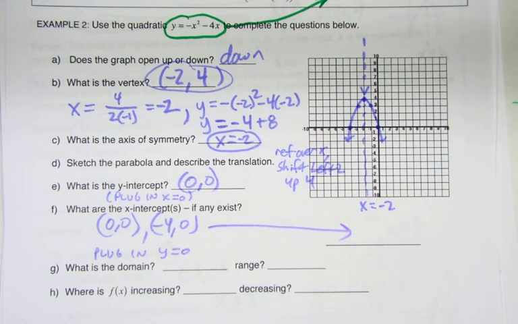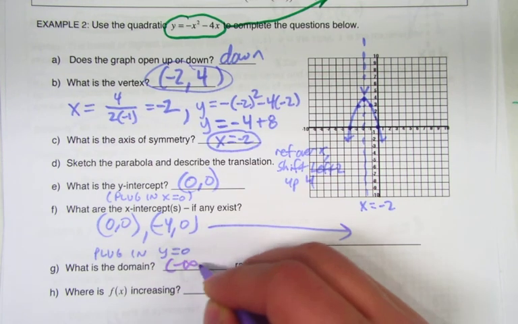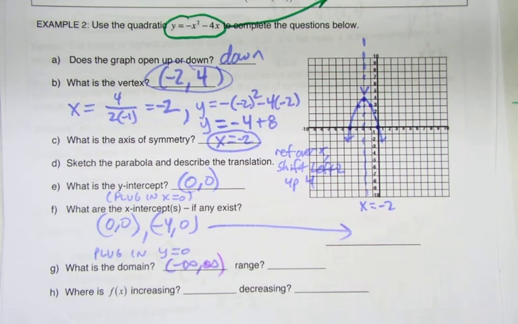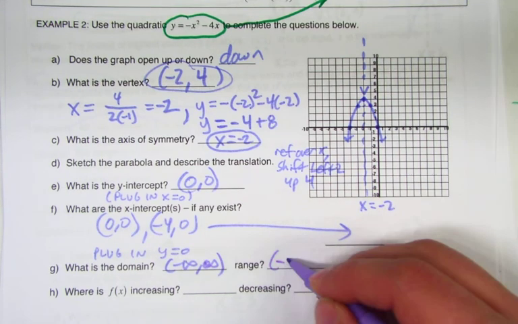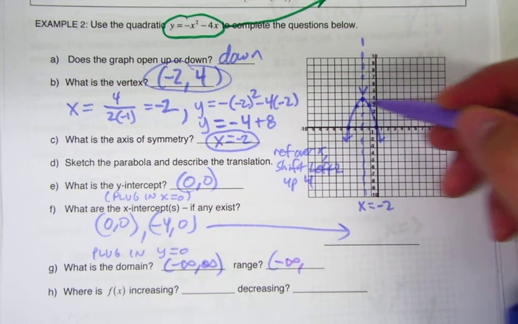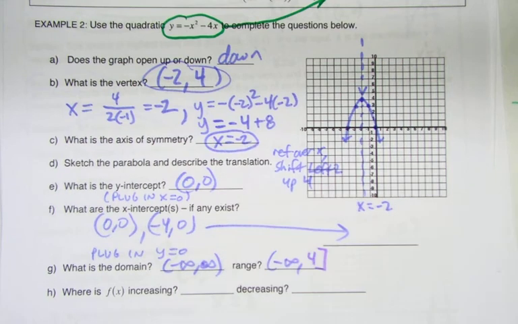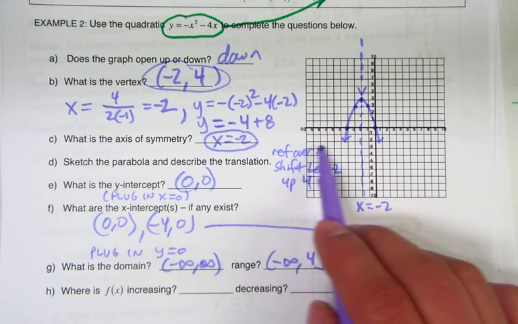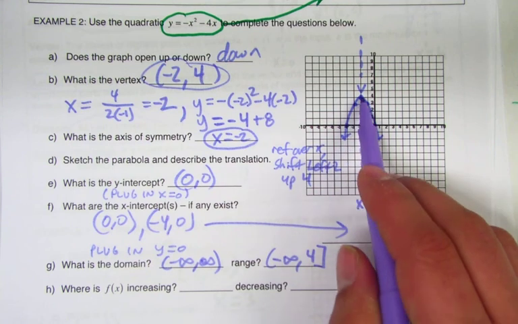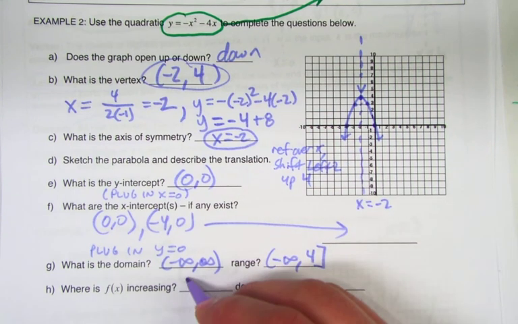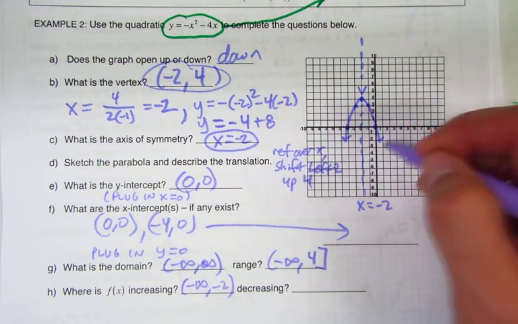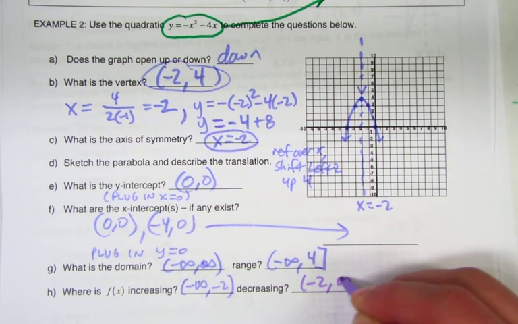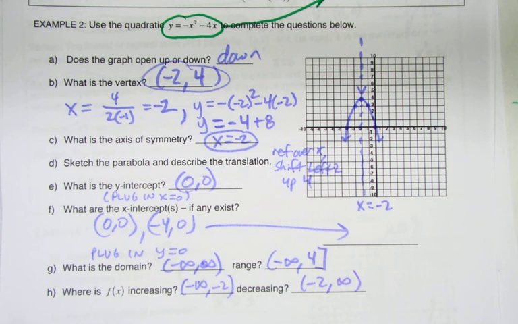Okay, domain and range. So domain, as always, for parabolas is all real numbers. The range, this is opening downward, so we're going to start at -infinity and go to the highest y value, which is 4. So it's -infinity to 4. And now it's increasing from the start of the graph all the way to x equals -2. So that's from -infinity to -2, we are increasing. And then from -2 and on, we are going down. So that's from -2 to +infinity.